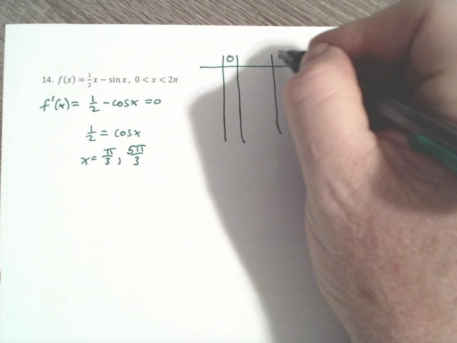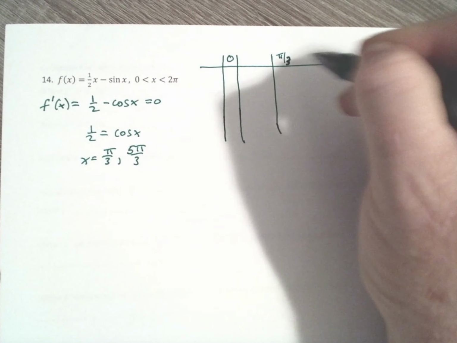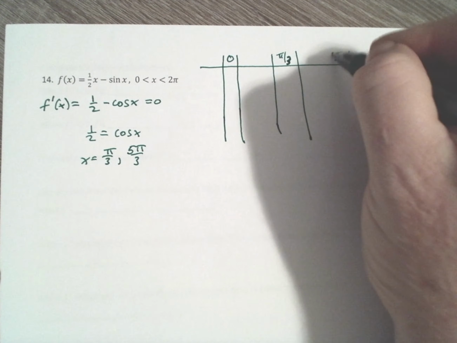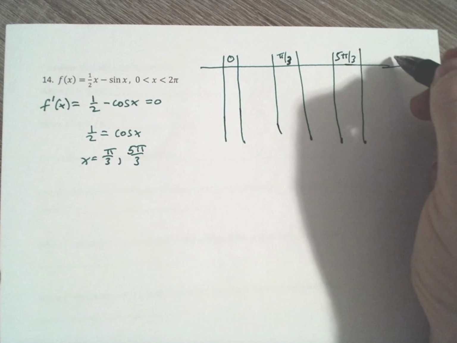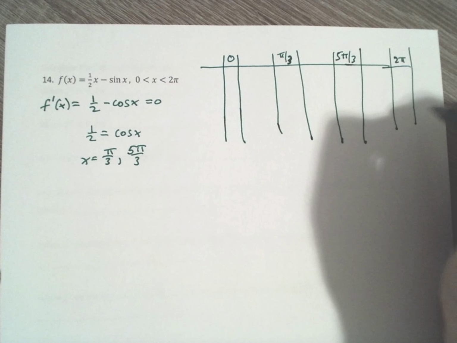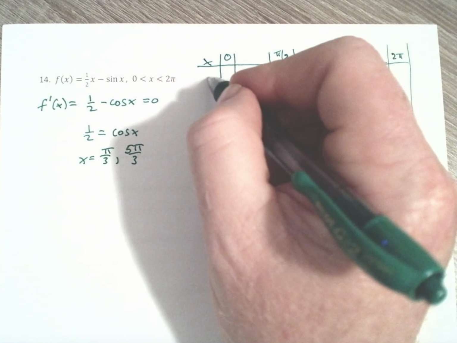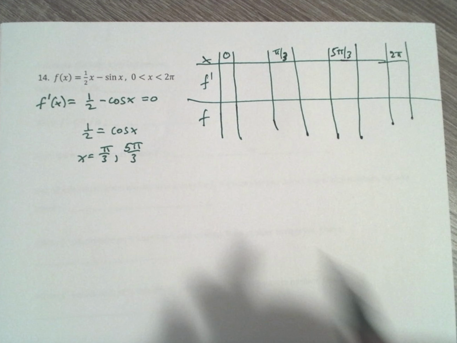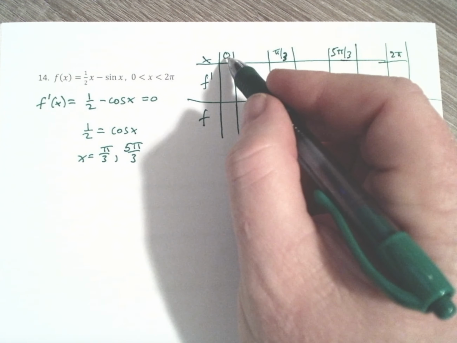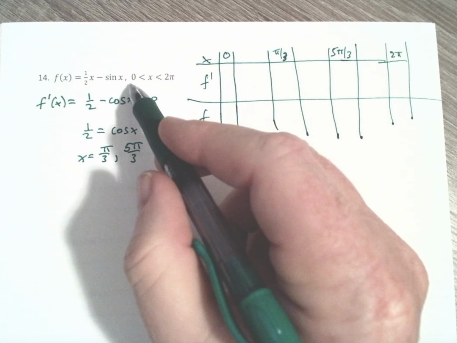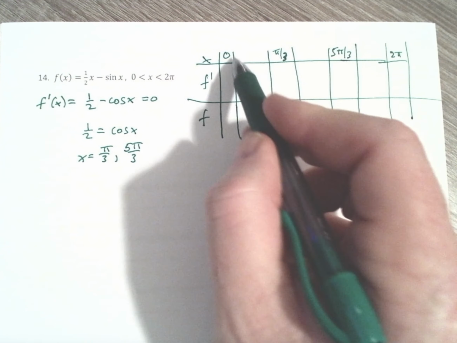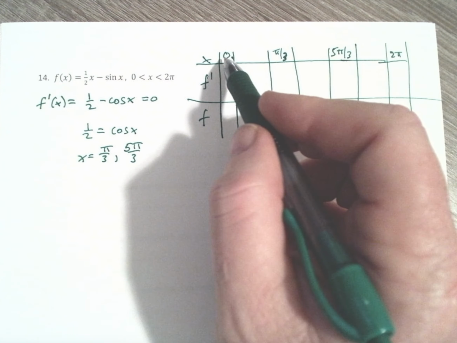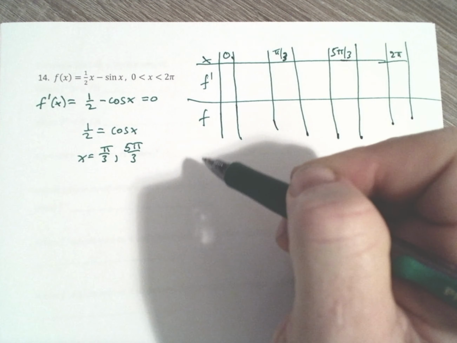Here we're going to have pi over 3. Here we're going to have 5 pi over 3. And then out here I'm just going to put 2 pi because we're not going to go past there. Those are my x's, f prime and f. I'm not going to test 0 and 2 pi. It's just all of this to the left, but not going past 0. So hopefully you understand we're not going past there. This interval on all the other problems has been negative infinity to my first critical number. Now I'm just going from 0 to my first critical number.